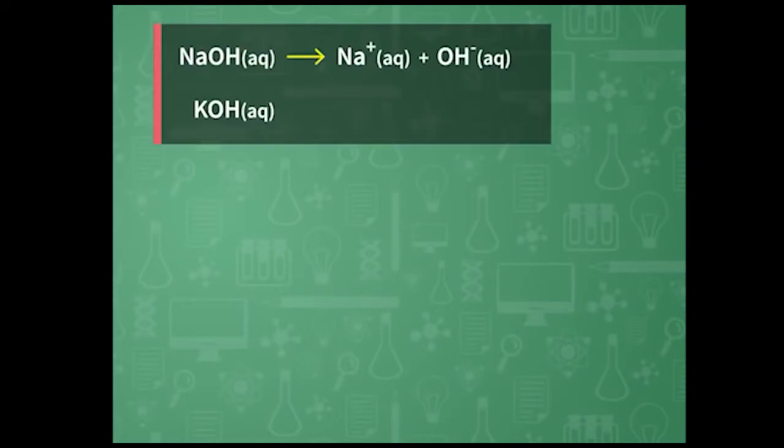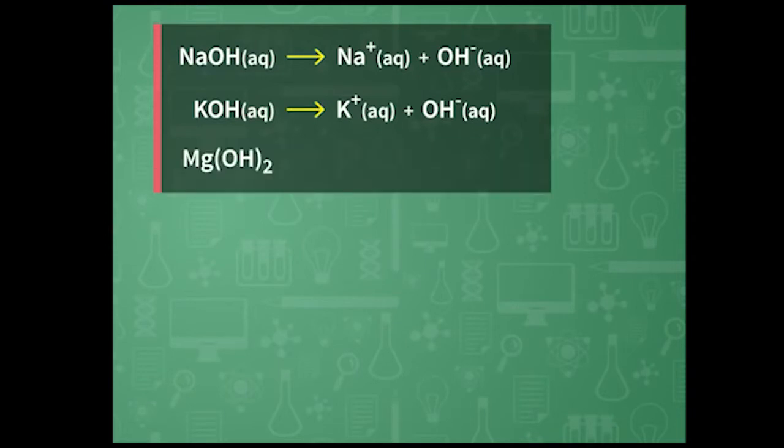Sodium hydroxide, when it goes in water, splits to form Na plus and OH minus. Similarly, potassium hydroxide gives K plus and OH minus. But here OH minus does not convert into anything new. We can take one more example. If we have magnesium hydroxide, which again is a base, when it goes in water, it splits into magnesium ion and hydroxyl ion.